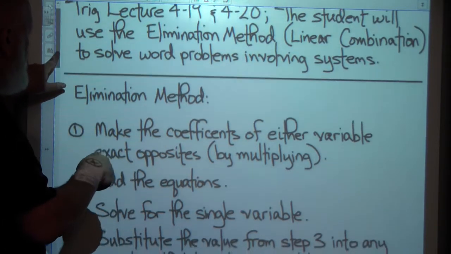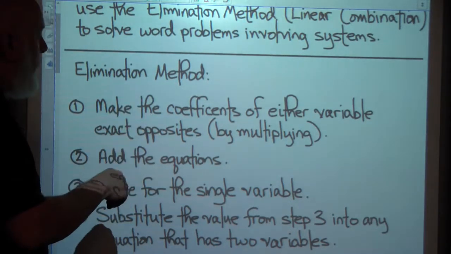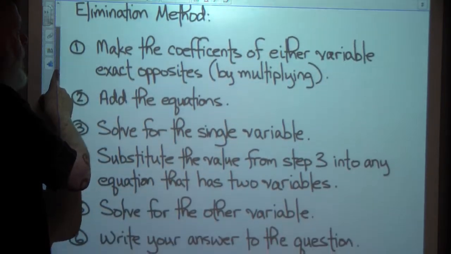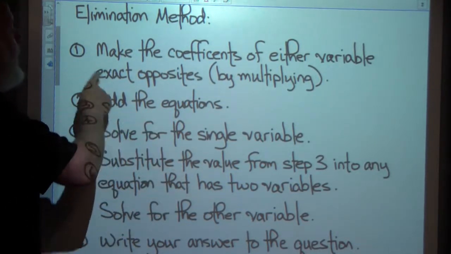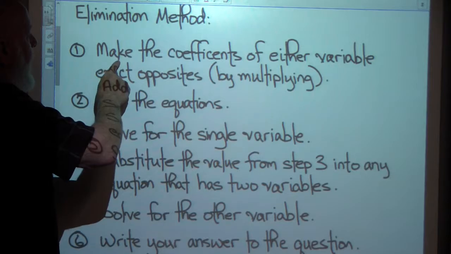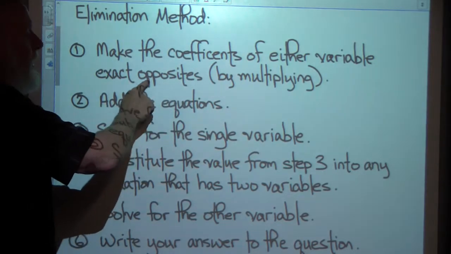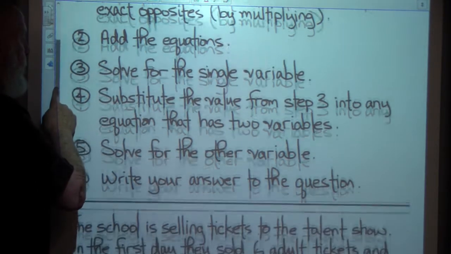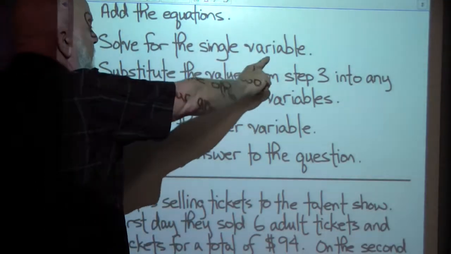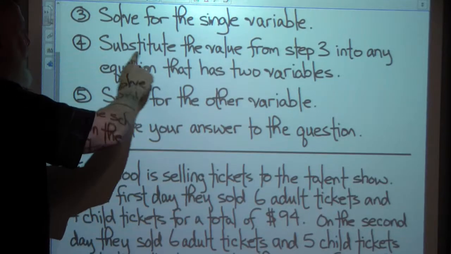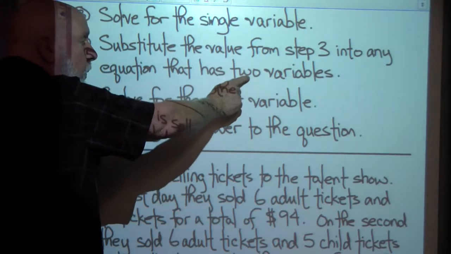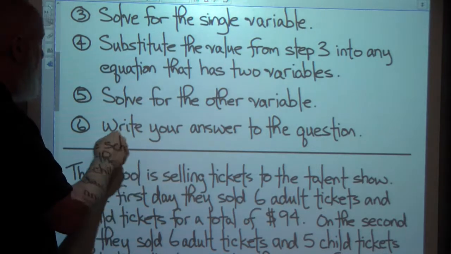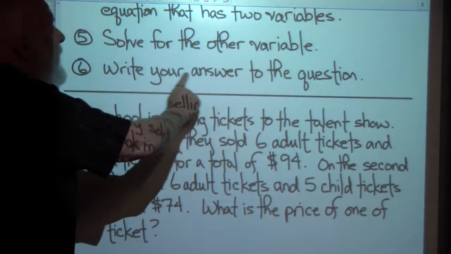We solved systems last year, we just didn't do it using the method to solve word problems. So the elimination method is a review of what we talked about last year. We're going to make the coefficients of either variable exact opposites by multiplying. We'll then add the equations together. That'll give us a single variable which we'll solve for. We'll then substitute that into any equation as long as that equation has 2 variables. Then we'll solve for the other variable, so we'll have solved for 2 variables. And then we'll answer our question.